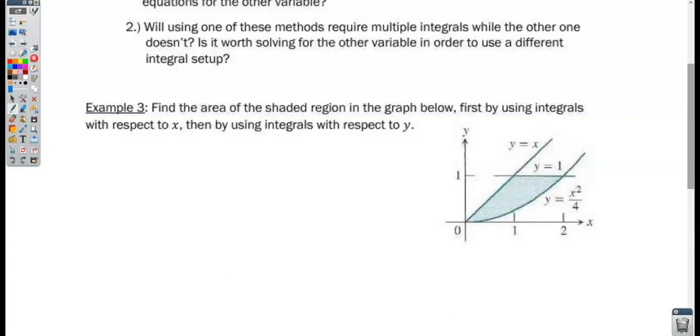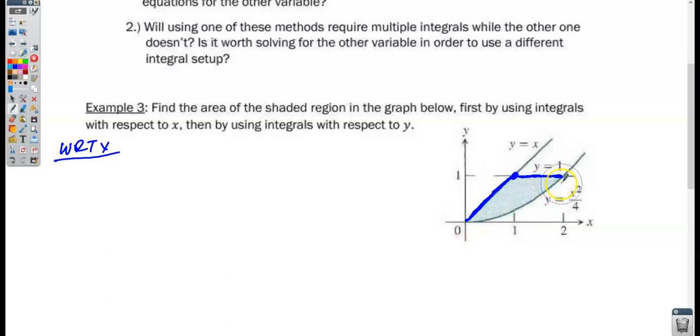Okay, so let's start with respect to x. If I do this with respect to x, notice that we've got a transition in boundary here. Initially y equals x is the upper boundary, but then at the point (1, 1), the upper boundary changes to the line y equals 1. Meanwhile, the bottom boundary stays the same the whole time.